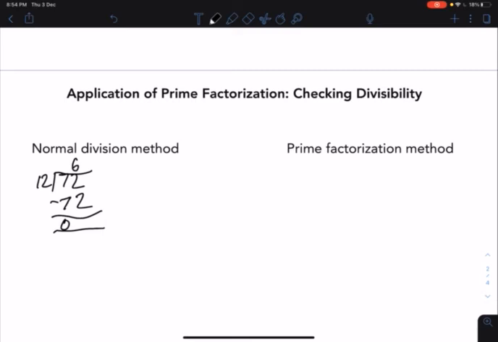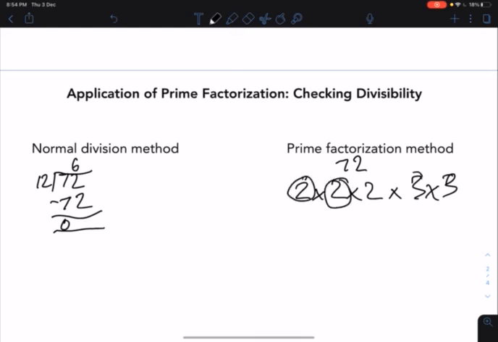Now let's see it in the prime factorization method. As we saw, the prime factors of 72 were 2 into 2 into 2 into 3 into 3. So now here we have to check if any of the combinations of these numbers when we multiply them makes 12, and the answer is yes. When we multiply 2 into 2 into 3, that gives us 12. That means that 72 is divisible by 12.